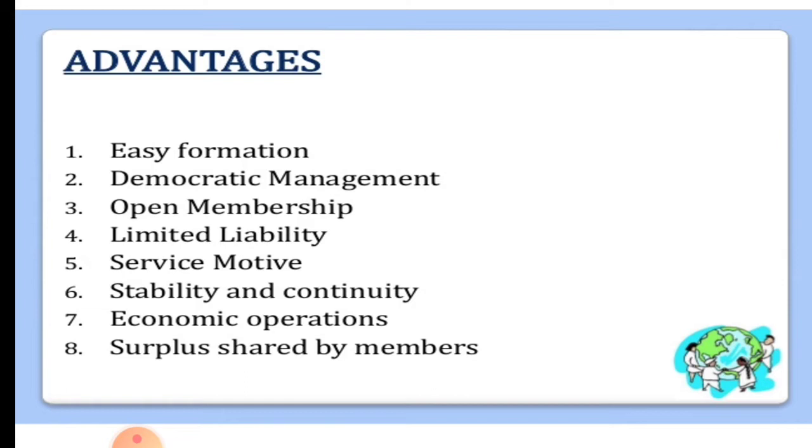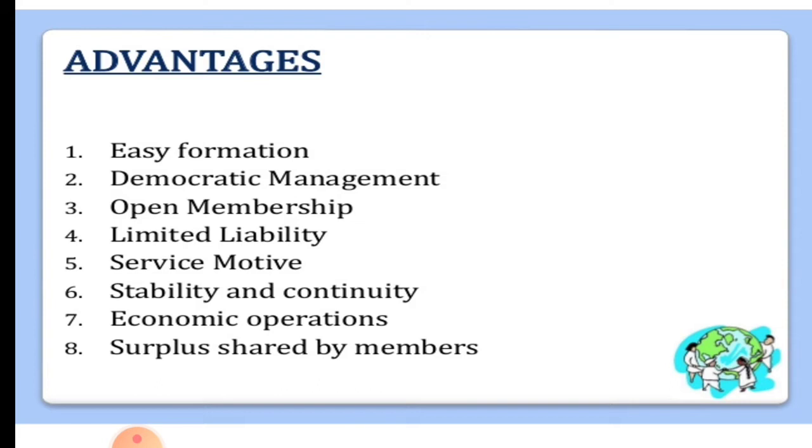Then the third one is limited liability. Already we have seen limited liability, and the liability of the members in a cooperative society is limited to the extent of their capital contribution. As we have seen in the principle itself, each and every member contributes only a small amount of capital. So they cannot be personally held liable for the debts of the society, as it is a separate legal entity, and they are liable only to the amount of money that they have contributed.